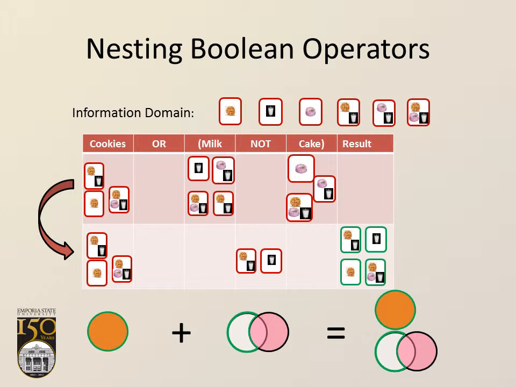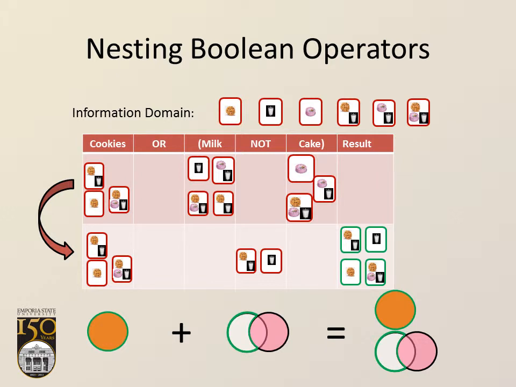Note how in the previous slide, where we used the parentheses around cookies or milk, we didn't end up with anything with cake in it. So how these parentheses resolve themselves really does have an effect on what your returns are going to be. So be very explicit in how you're going to use these parentheses.